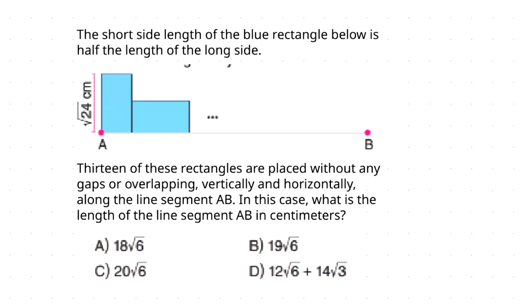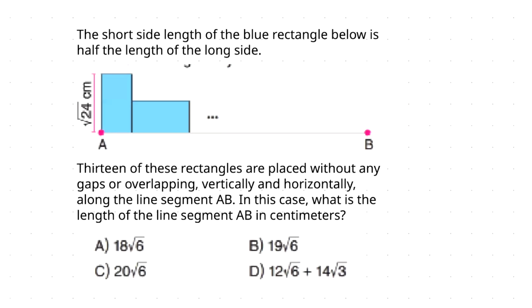So again, let's start reading this question. The short side length of the blue rectangle below is half of the length of the long side. So the short side is half of the longer one. And one side is given as the square root of 24. 13 of these rectangles are placed without any gaps or overlapping, vertically and horizontally along the line segment AB. In this case, what is the length of the line segment AB in centimeters?